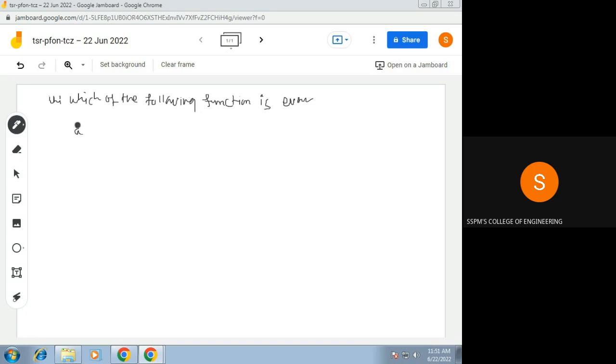The first function is f of x equals e raised to x minus e raised to minus x upon e raised to x plus e raised to minus x. So how to check theoretically whether the function is even or odd: by replacing x by minus x.